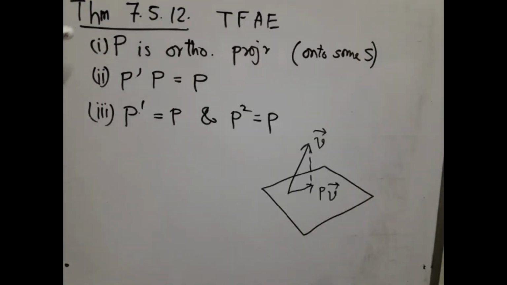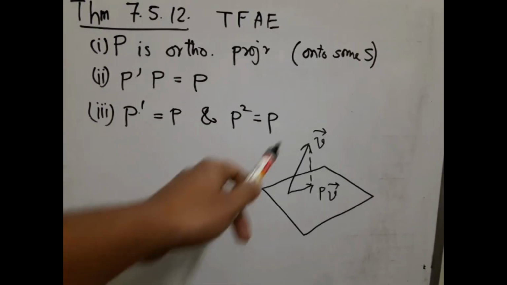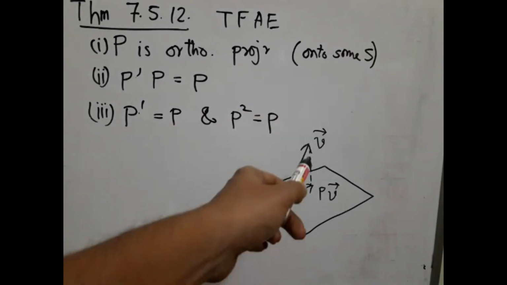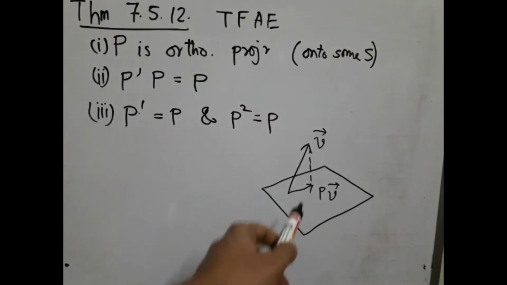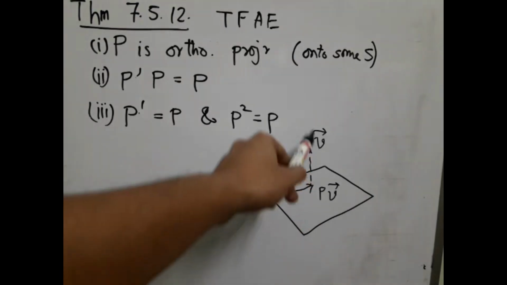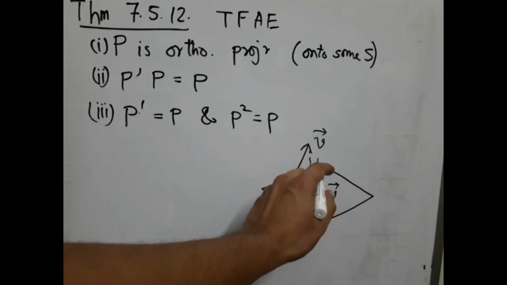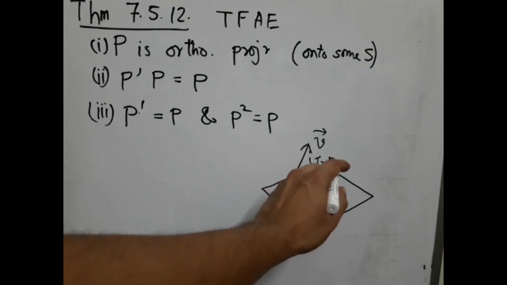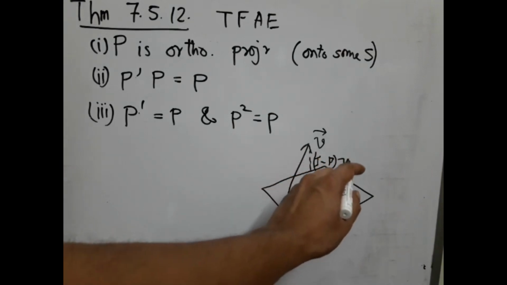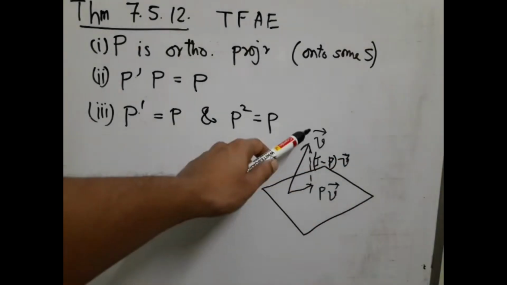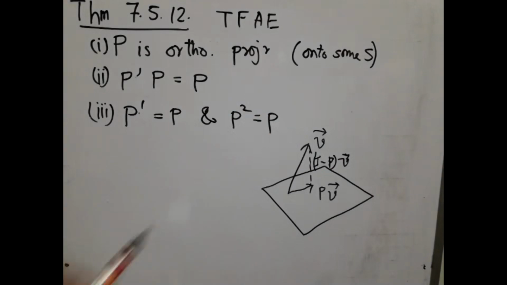Suppose I am showing that 1 implies 2. Now observe that if I have this situation, it is an orthogonal projector onto something. So I have got a V and PV is a projection. What is left out here? It is V minus PV, which I can write as (I minus P) times V, because PV plus this must together make a V, and these two things must be always orthogonal.